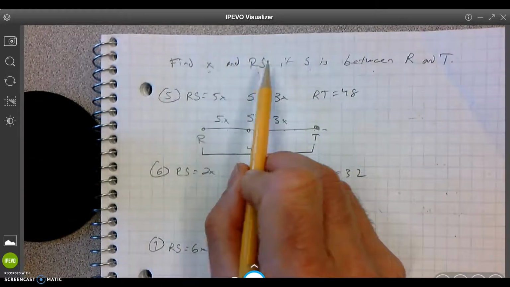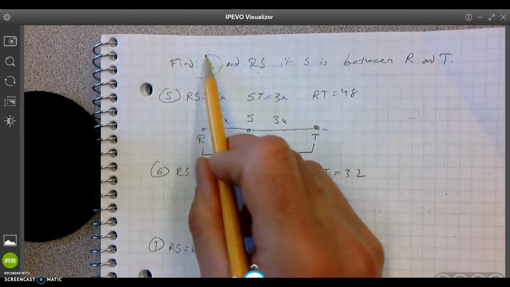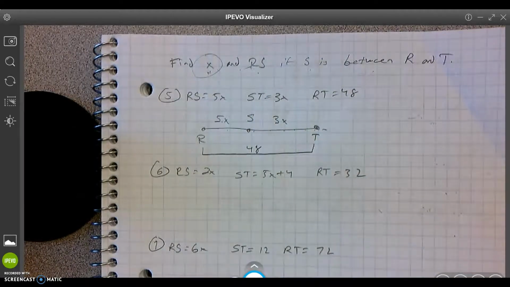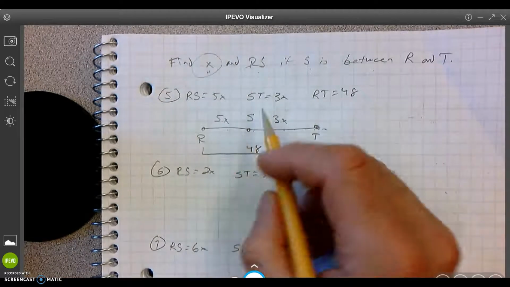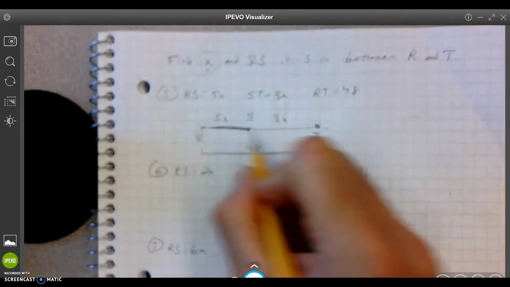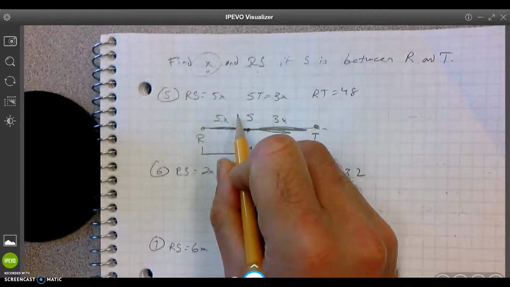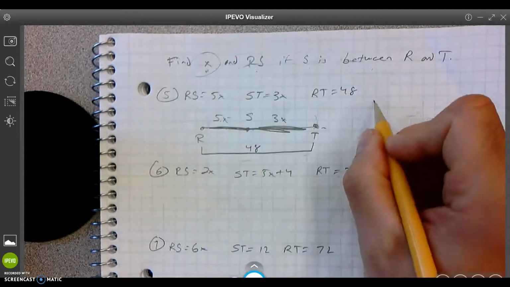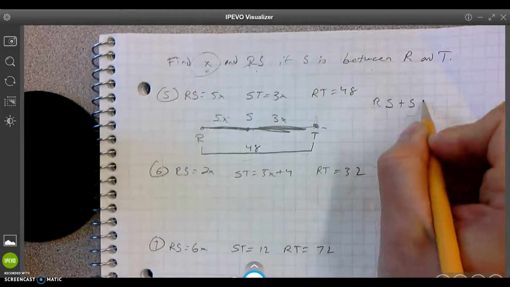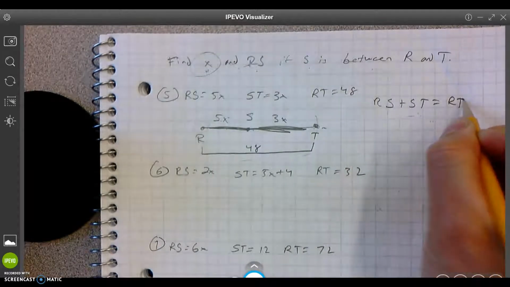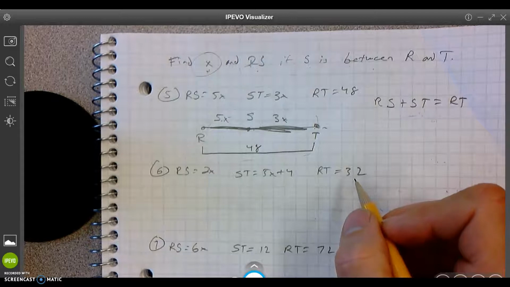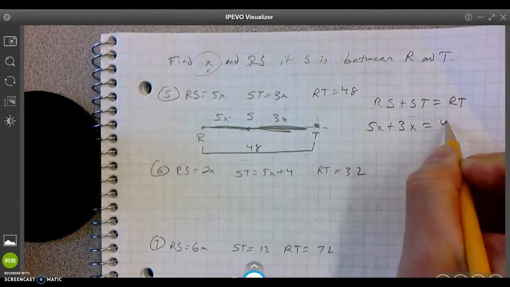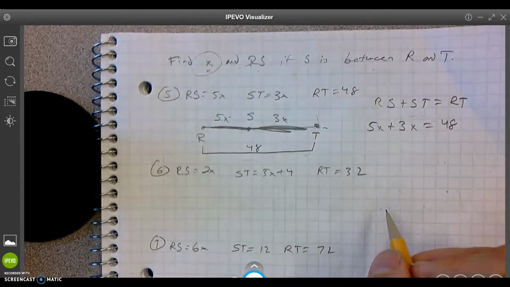So I always go back to my instructions, make sure I answer the whole question. If I just found x, I get half the problem wrong, I get 50%. No. That's not happening. We better than that. So RS and ST combined, this and this, equal the whole thing, RT. So RS plus ST is equal RT. Everything I write, you write. So that would mean it's 5x plus 3x equals 48.